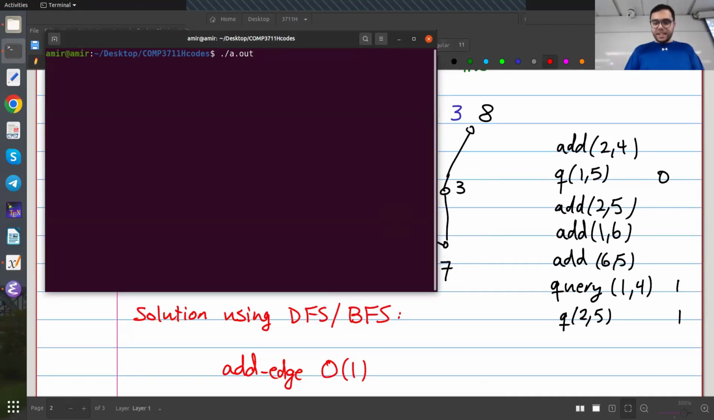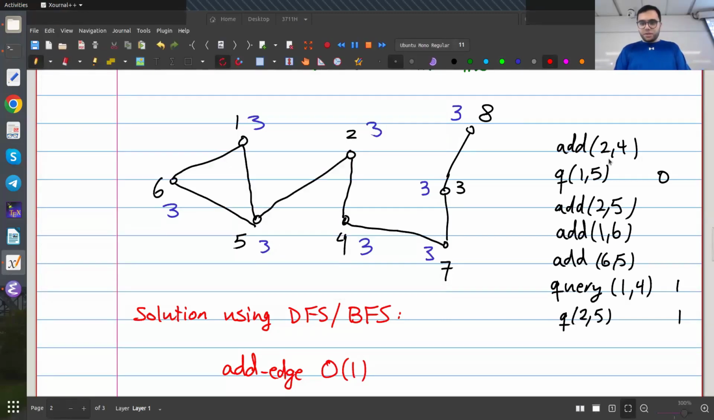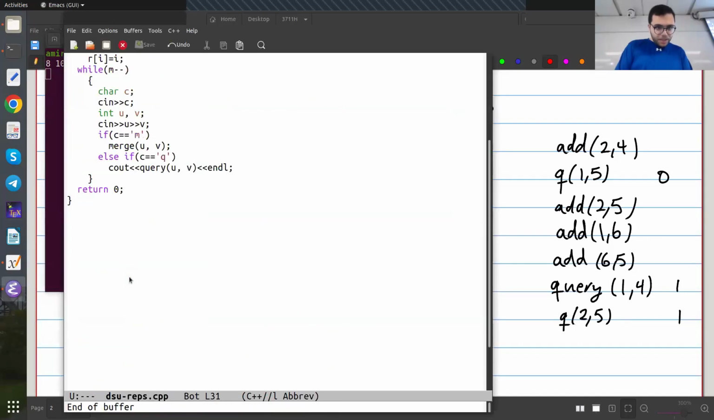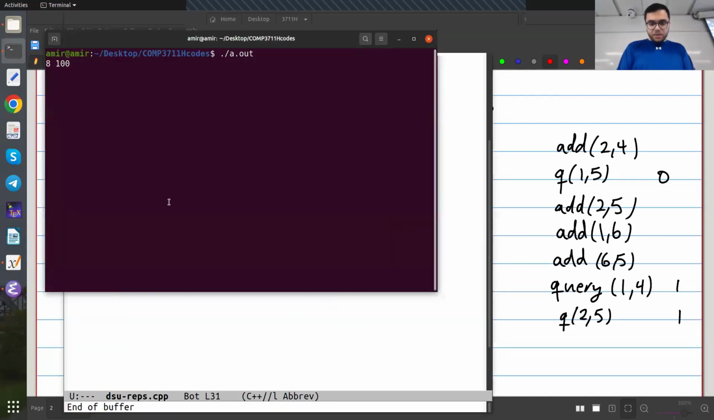Let's run this. Let's say I have 8 vertices and whatever, 100 queries. And I'm just going to do, what did I call them? I called it M and Q, right? So I'm going to add 2, 4. I'm going to query 1, 5. It says no. I'm going to add 2, 5, add 1, 6. Then query 1, 4, yes, query 2, 5, yes, it seems it's working.